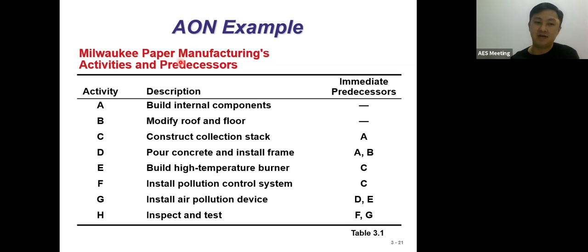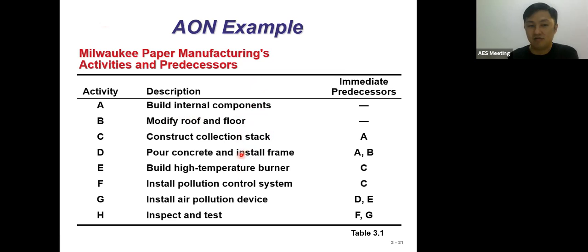Now, what we have here for the activities? Activity A, build internal component. Activity B, modify roof and floor. Activity C, construct collection stack. Activity D, pour concrete and install frame. So I give you some ideas here.